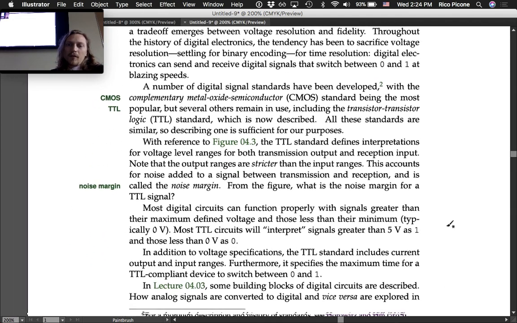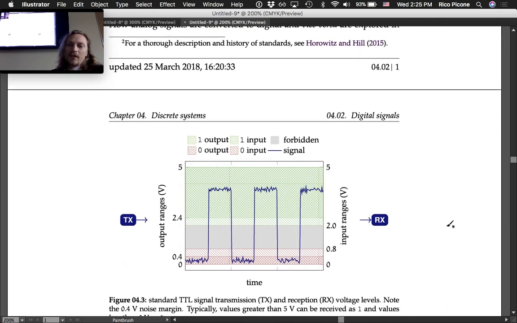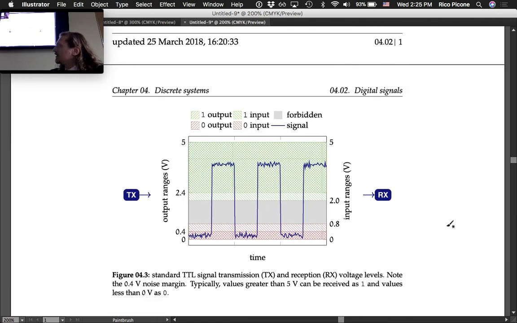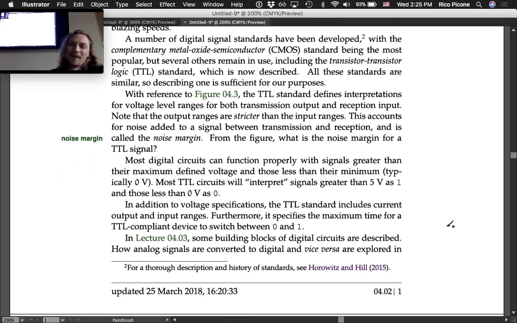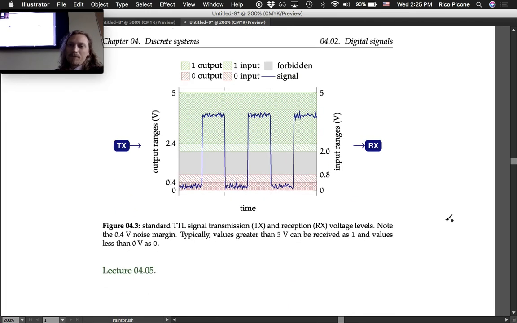With reference to figure 4.3, so look at this figure. Is that not a pretty figure? I love that figure. It took me a while to make it, but it was worth it. Okay, so with reference to this figure, the TTL standard defines interpretations for voltage level ranges for both transmission output and reception input. So let's look at that.